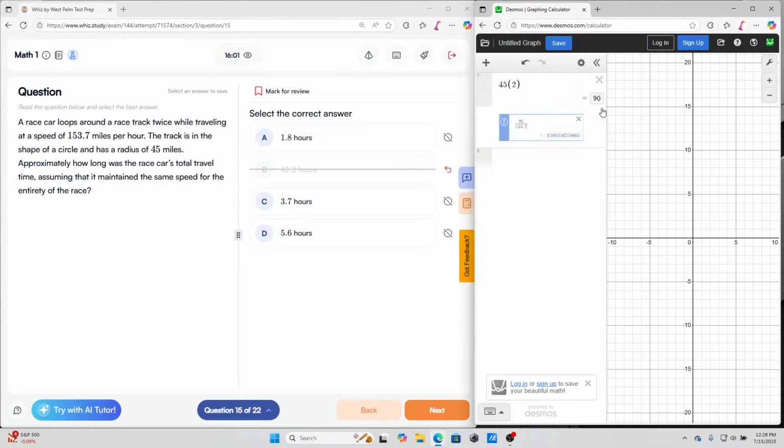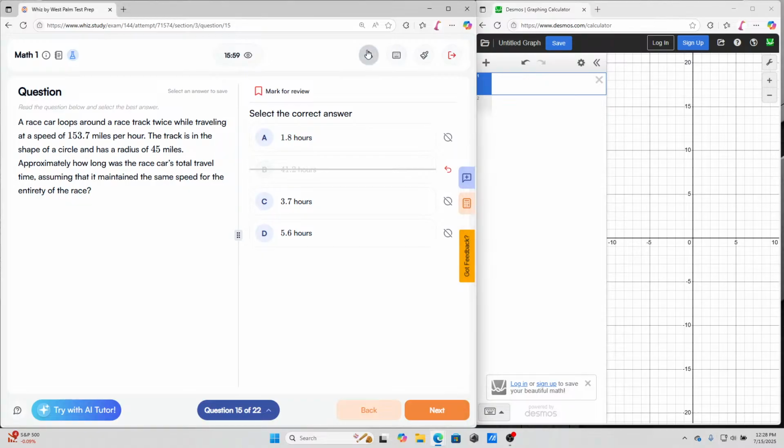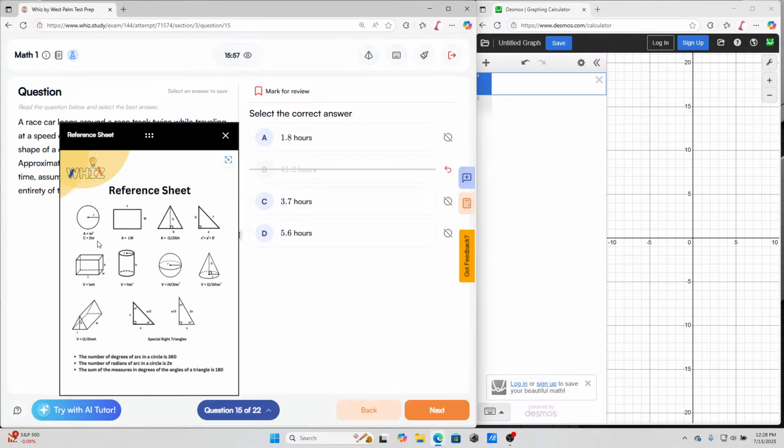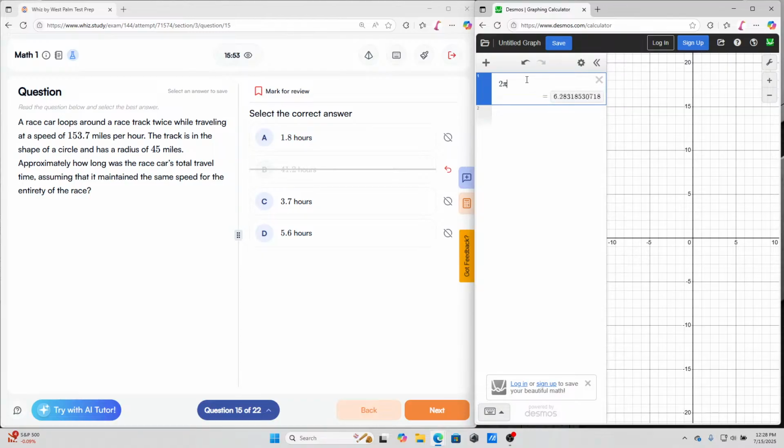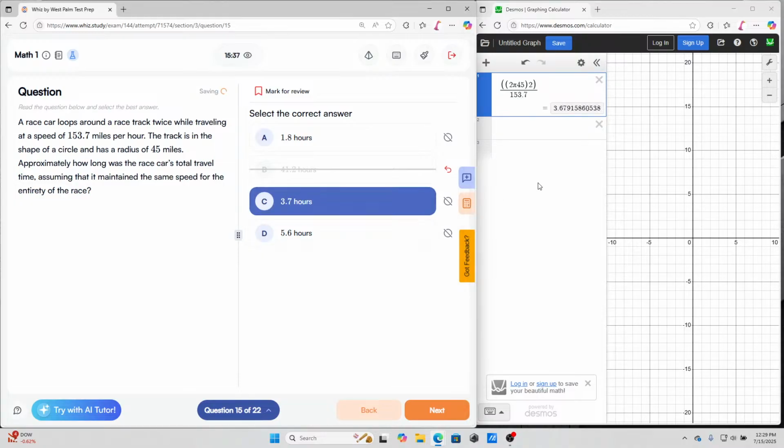Oh wait, the radius is 45. Oh yeah, let me find out this. So, circumference 2 pi r. 2 pi times 45 times 2. So it's that, and then we take this and we divide all this by 153.7, so we get 3.6767.